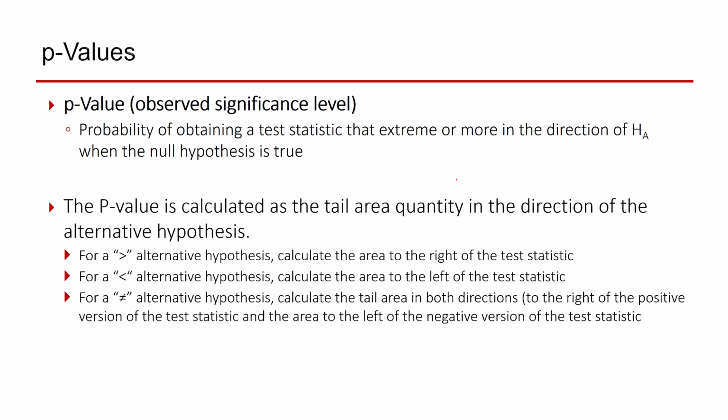So I always say, think about it like if you think your neighbor's house on the right was robbed, where are you going to send the police to look for evidence? To the neighbor's house on the right. So look to the right. If you have a less than alternative hypothesis, you think your neighbor's house on the left was robbed, where are you going to get your evidence? To the left, right? To the left of the test statistic.